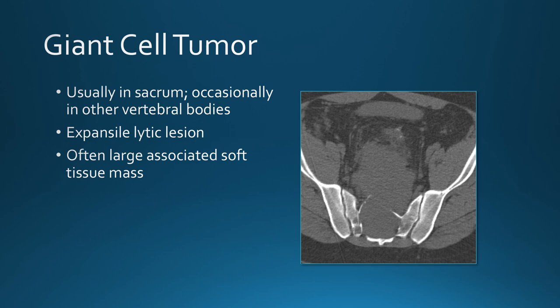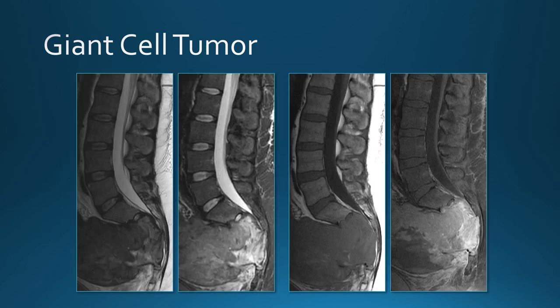Usually these occur in the sacrum, occasionally in other vertebral bodies. Expansile, purely lytic lesion, often with an associated soft tissue mass. Here's an MRI on this patient with giant cell tumor. We see the large soft tissue mass associated with the lesion. In this case, it has a heterogeneous contrast enhancement.